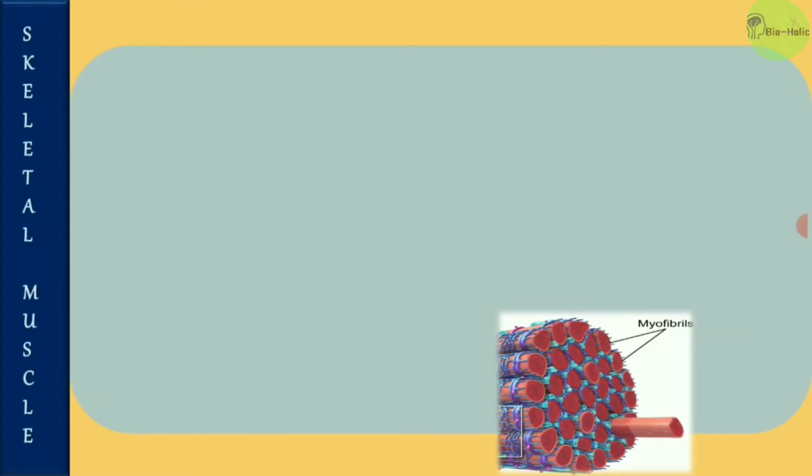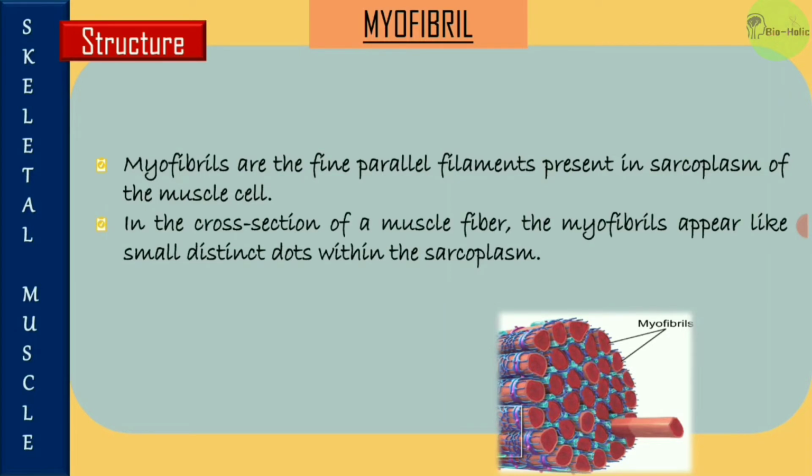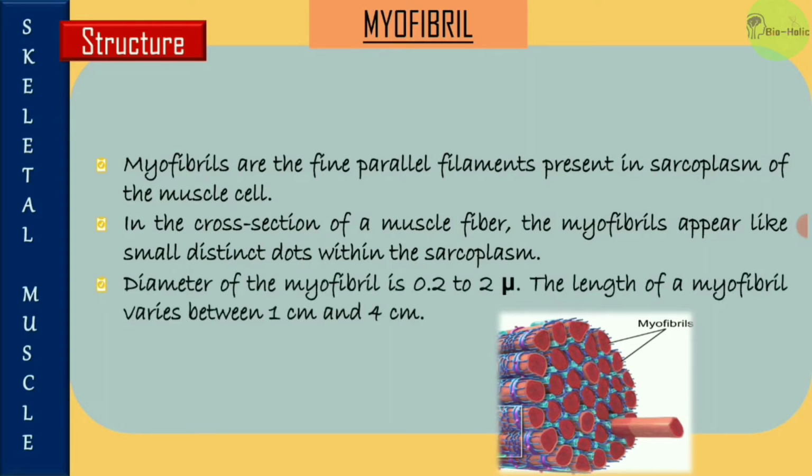Now what are myofibrils? Myofibrils are the fine parallel filaments present in the sarcoplasm of the muscle cells. In the cross section of the muscle fiber, the myofibrils appear like small distinct dots within the sarcoplasm. The diameter of the myofibril is 0.2 to 2 micron, and the length of the myofibril varies between 1 cm and 4 cm.